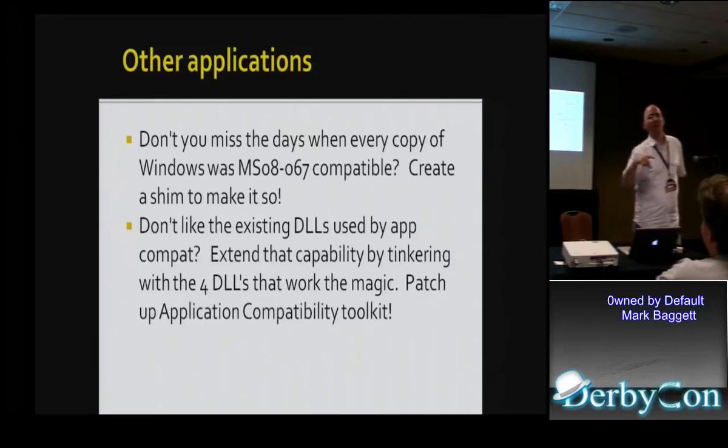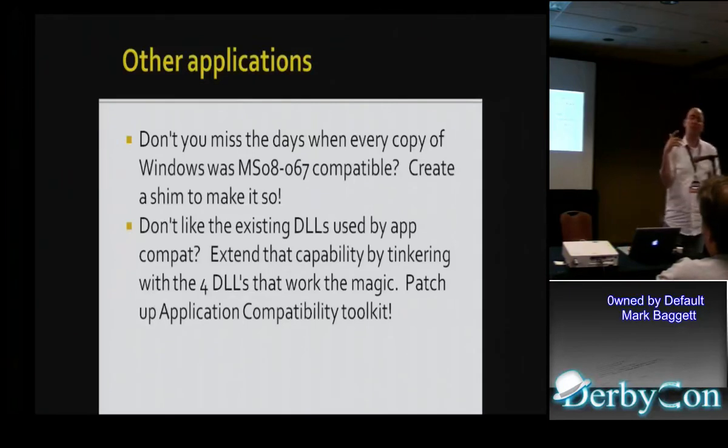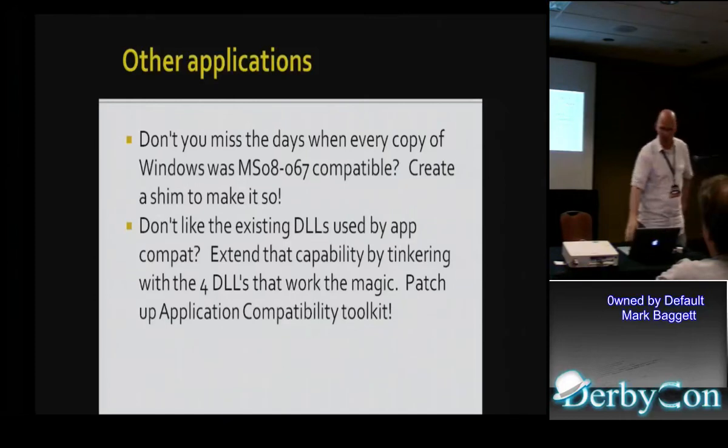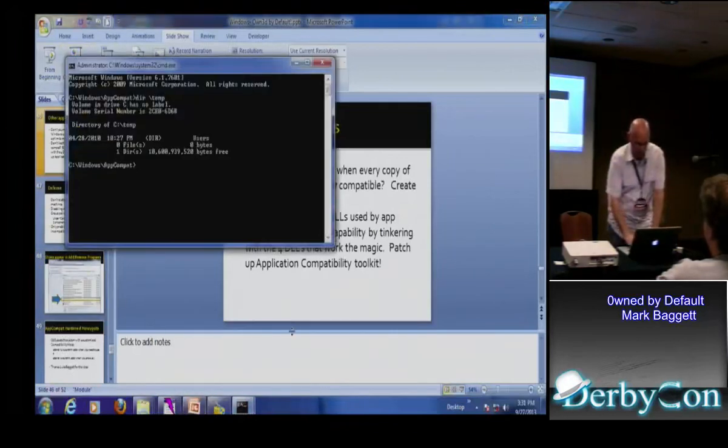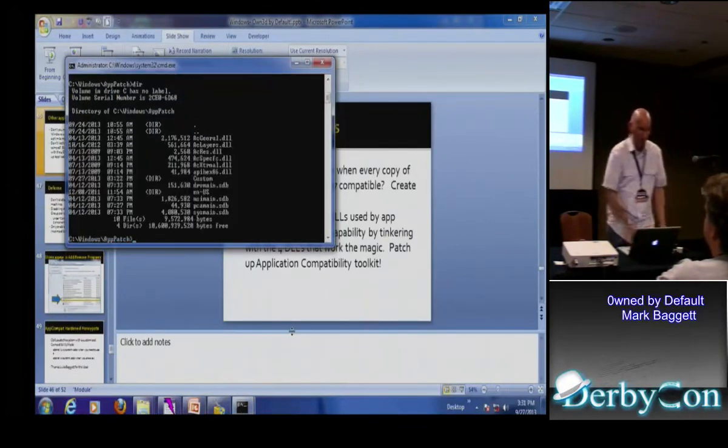Or if you don't like the way that the application compatibility toolkit is behaving, right? You want to extend the capabilities that are in there, then you could potentially mark up the application compatibility toolkit itself. So shim the application compatibility toolkit and modify its behavior. There's 4 DLLs that are inside of, it's not the app compat directory. Let me see, I don't remember what the directory is off the top of my head. It is, let's see, cd app patch. In the app patch directory, there's actually 5 DLLs in here.